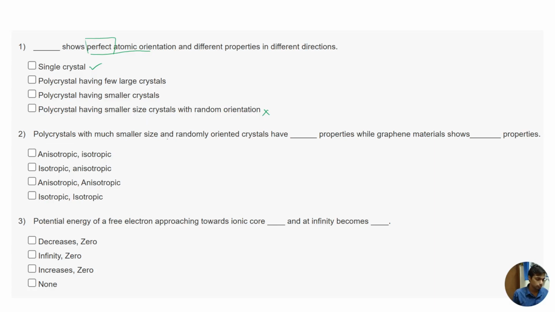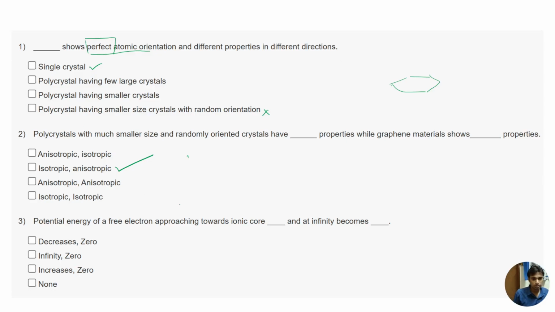What about this second one? Polycrystals with much smaller size and randomly oriented crystals have dash properties. Randomly oriented will be isotropic. Perfect. While graphene material shows, graphene is a 2D material, just for your information, that will be anisotropic, right? So it is isotropic and anisotropic. This is your only correct answer. Why is graphene suddenly taken here in this example? Actually, the professor has talked about graphene as an example of anisotropic. I forgot to mention it in the discussion. Ah, okay, sir.